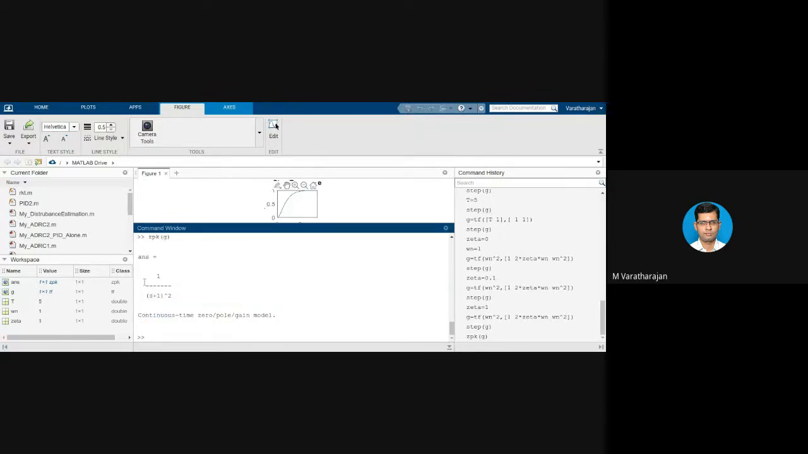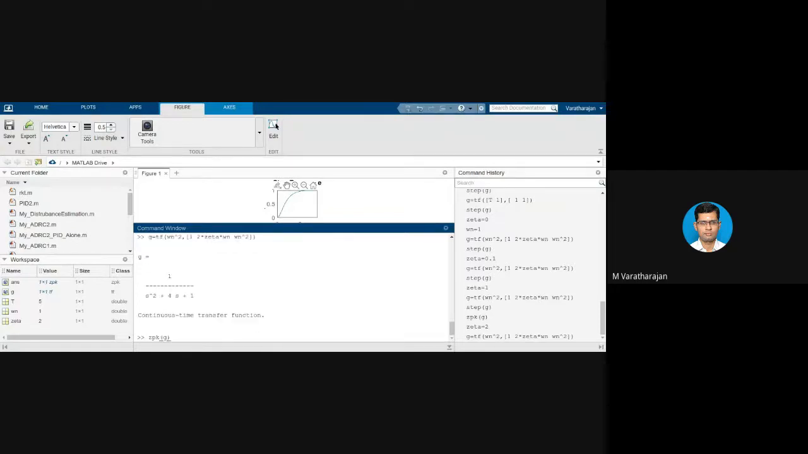You have the transfer function 1 by (s plus 1) whole square. It is s equal to minus 1, minus 1. So whenever a system is critically damped, two poles will be exactly at the same position. Likewise, we can change the value of zeta for different values, and you can observe the response. Let me consider another zeta, zeta equal to 2. This is an over-damped system.